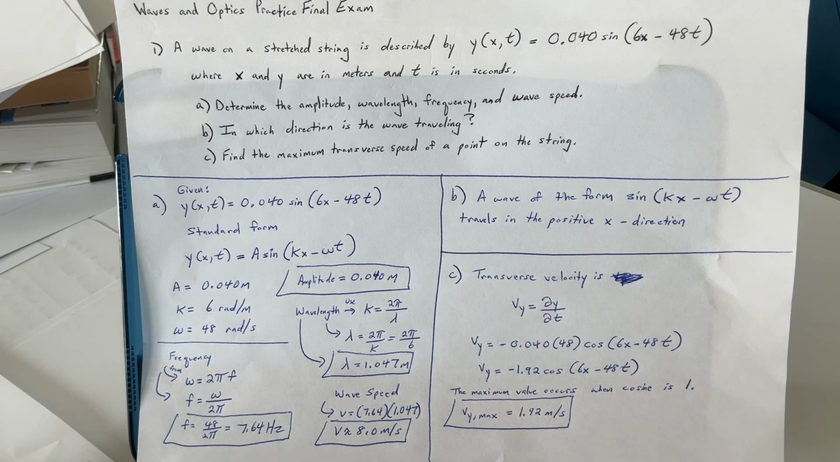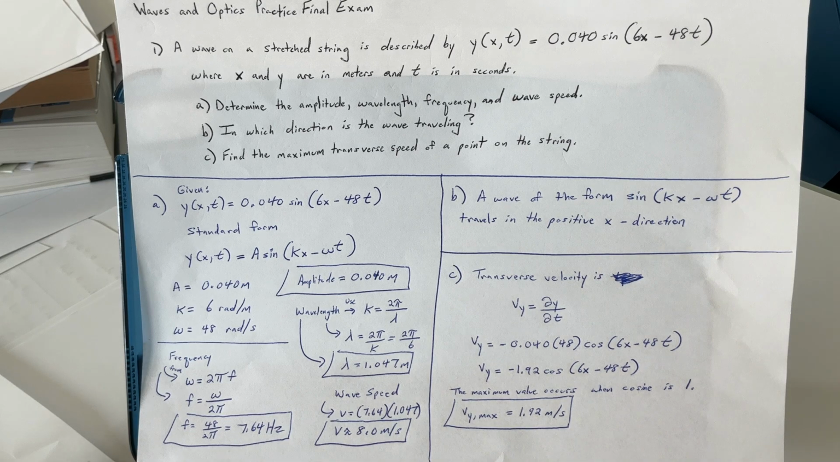And I apologize if I misspeak anywhere. If I'm going too fast, I'm just trying to get you through this video as quickly as possible. Most of the steps are there in the explanation. And for the wave speed, v equals 7.64 times 1.047. We're just taking the product of the frequency and the wavelength, and we get approximately 8 meters per second.